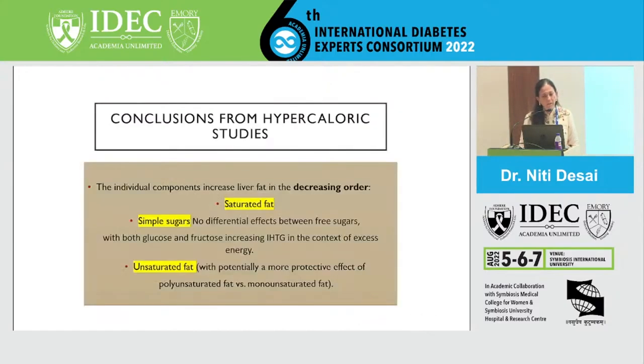And when studies were done with hypocaloric diets, the conclusion that has been arrived at the moment is that saturated fat is the primary nutrient which really increases the liver fat. Second comes the simple sugars, and at the moment there is no differentiation between free sugars, whether it is glucose or fructose, they all behave the same. And lastly, it is unsaturated fat, which in fact will be protective, and here PUFA seems to be more protective than MUFA.